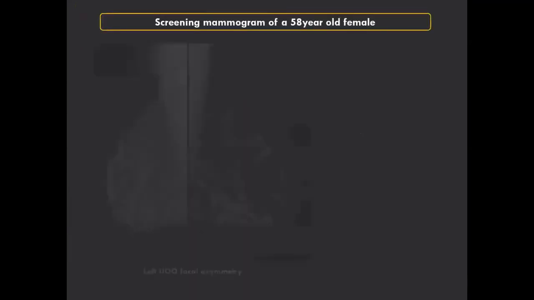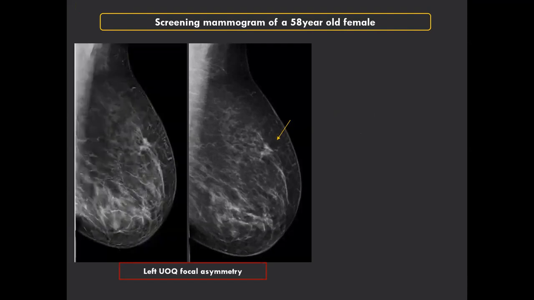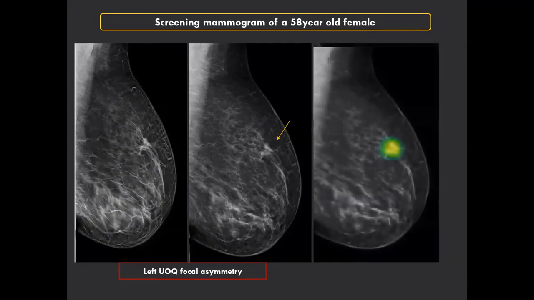This is a screening mammogram of a 58-year-old female. She had a subtle asymmetry in the left upper outer quadrant. This was her tomosynthesis, which showed an underlying spiculated mass lesion, and this was the AI, which marked the area with a high abnormality score.